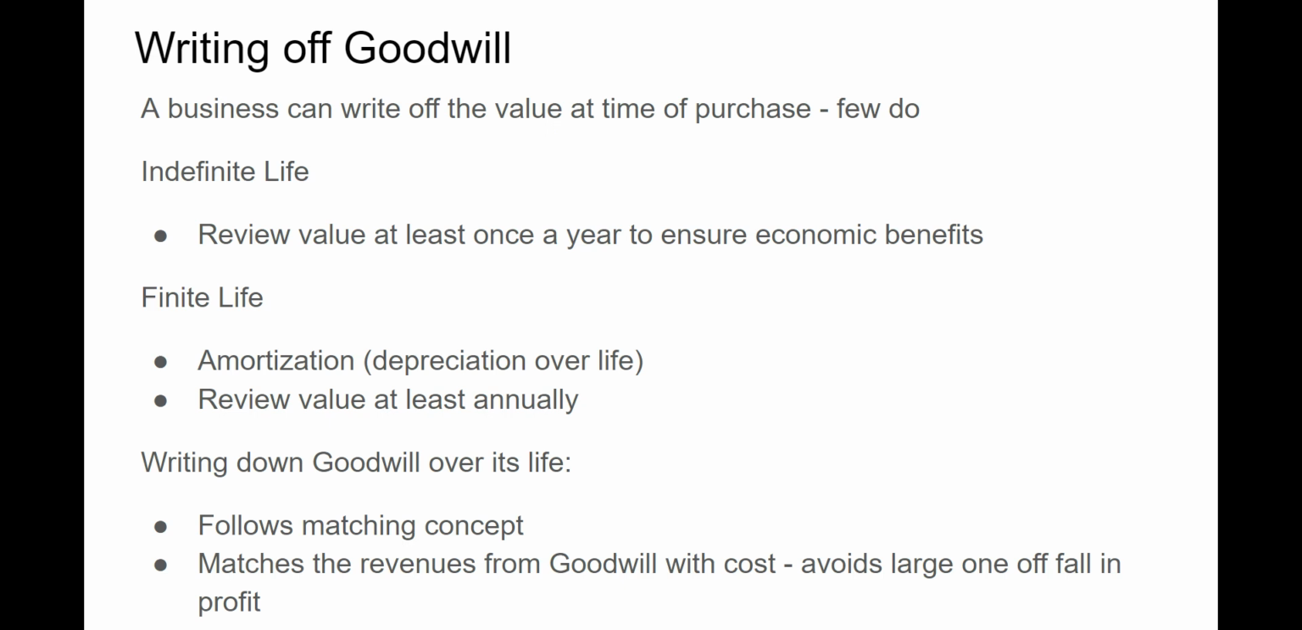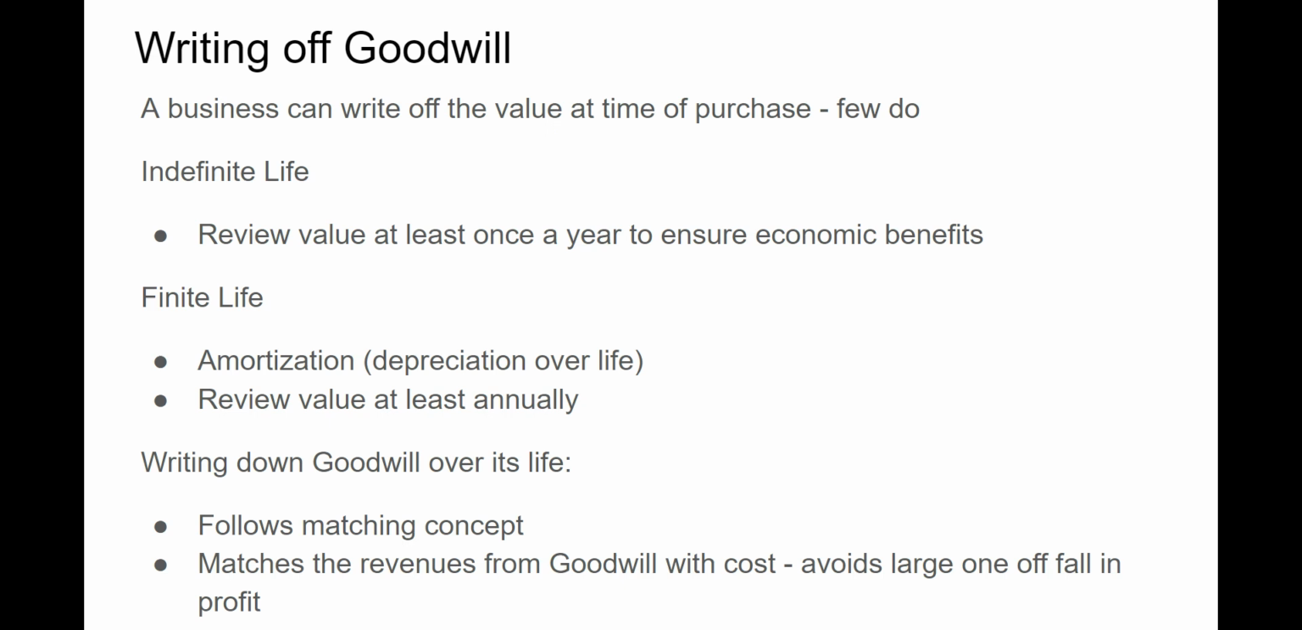And if it has a finite life, then the assets, the goodwill that you've purchased, should be written off over the life, normally using the straight line method. So if you bought goodwill for £1 million and you thought that that goodwill would last for 10 years, then the amortization value in the account should be £100,000 every year. And that would write down the value to zero at the end of the 10-year lifetime.